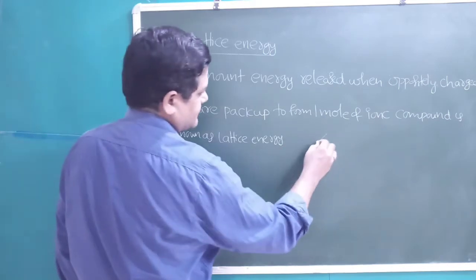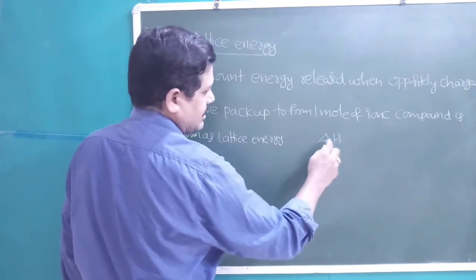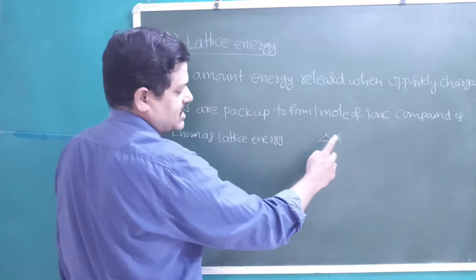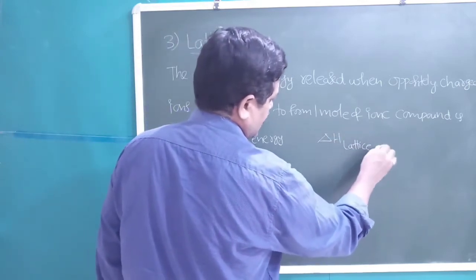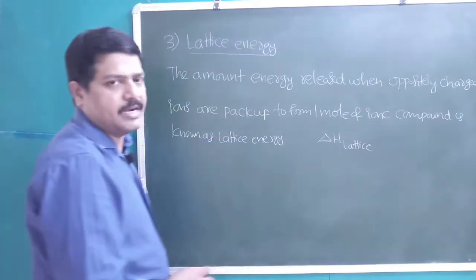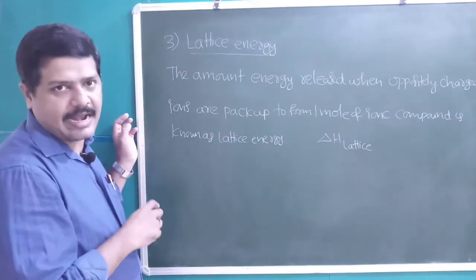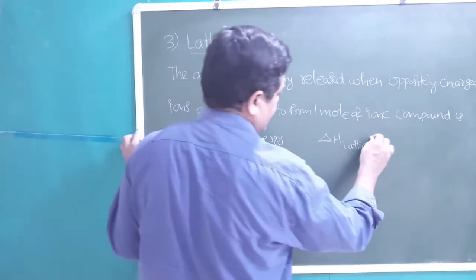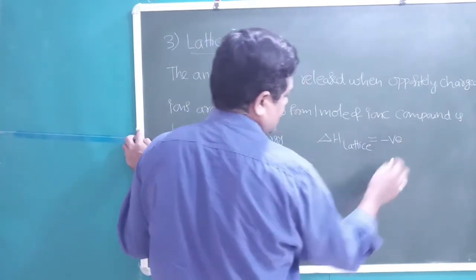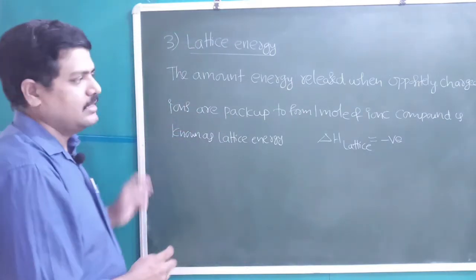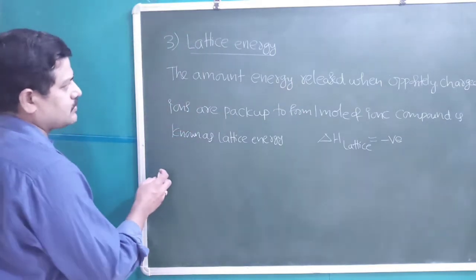It is mentioned in the enthalpy terms as delta H lattice. The enthalpy change accompanied with this process is lattice enthalpy, delta H lattice. Energy is released, so it is exothermic, which has a negative sign, right? Negative sign it is having.